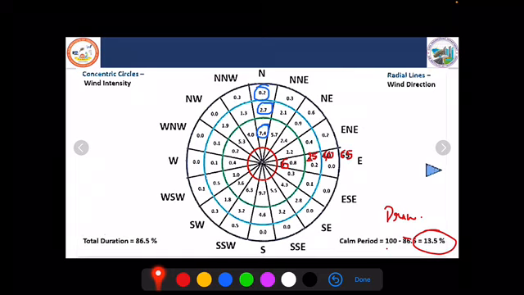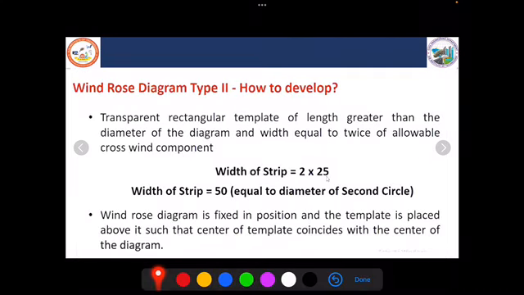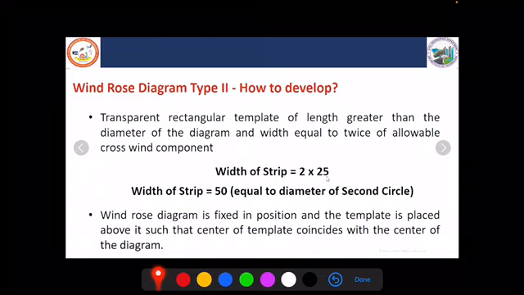The next step, once this diagram is ready, is to determine the best runway orientation. You can see here we don't have to connect any points. So to determine the runway orientation, what we have to do is take one rectangular transparent strip.